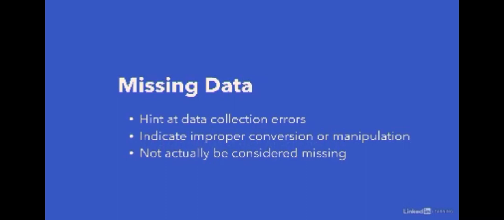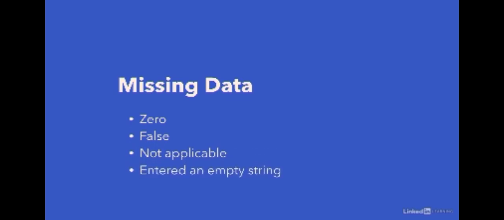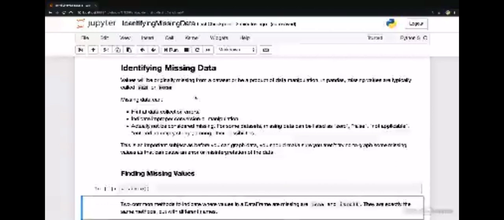For some datasets, missing data can be listed as 0, False, not applicable, entered as an empty string, among many other possibilities. This is a really important subject, as before you can graph data, you need to make sure you aren't trying to graph some missing values, as that can cause an error or misinterpretation of the data. And in this notebook, we'll see where missing data can cause misinterpretation of our results.